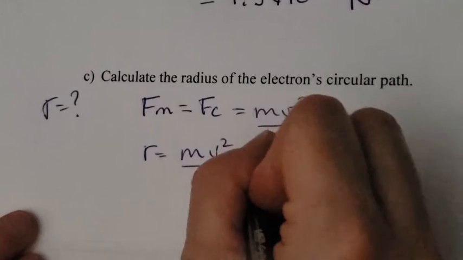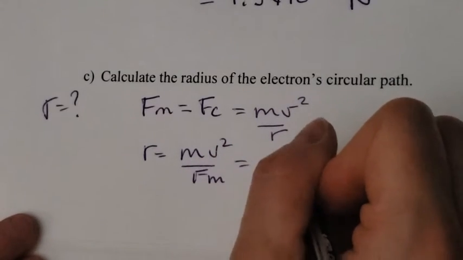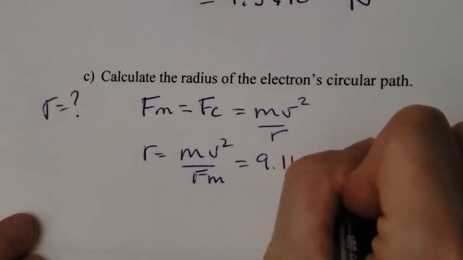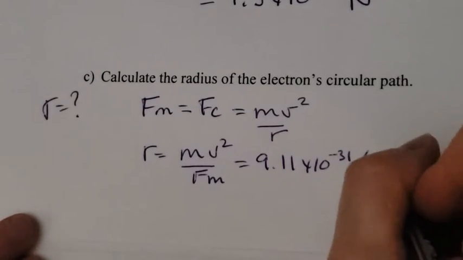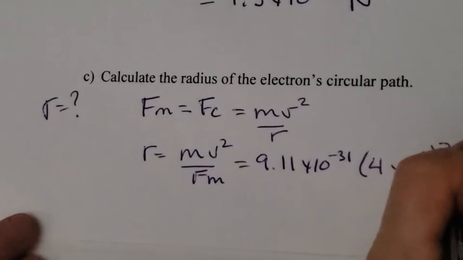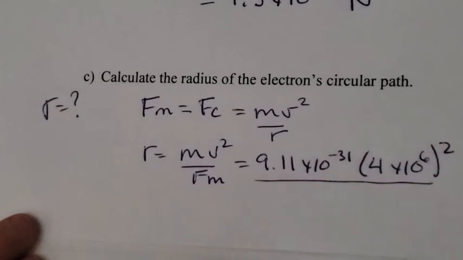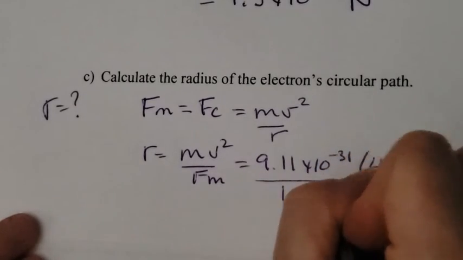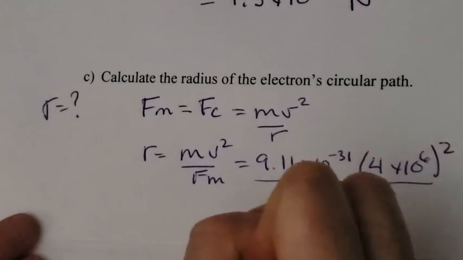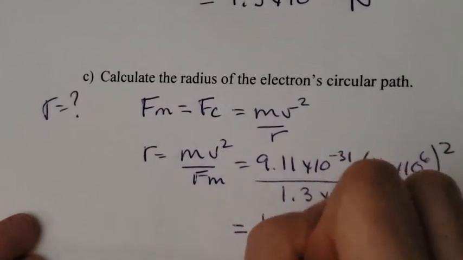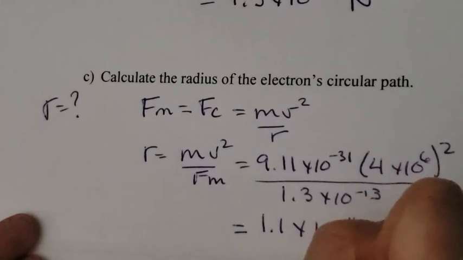Put in what you know. So mass of an electron is 9.11 times 10 negative 31 times my speed, which I calculated in A part, 4 times 10 to the 6 squared, divided by my magnetic force, which I did in B part, which was 1.3 times 10 negative 13. I get the radius, which is 1.1 times 10 to the negative 4 meters.